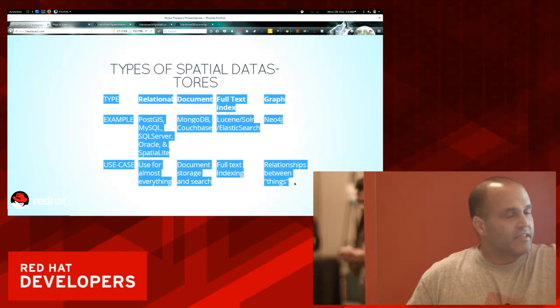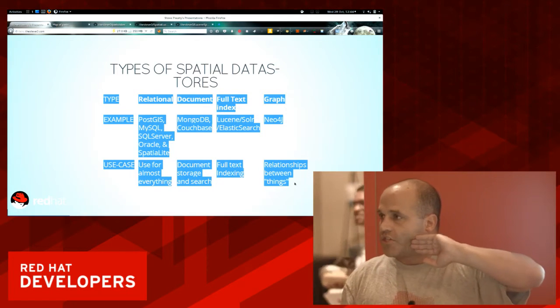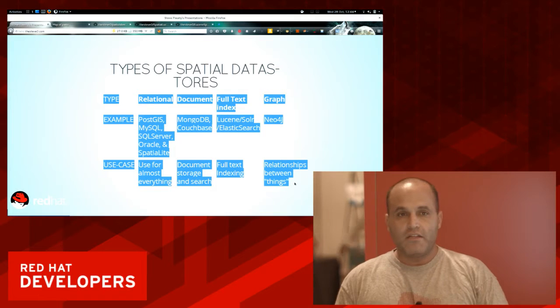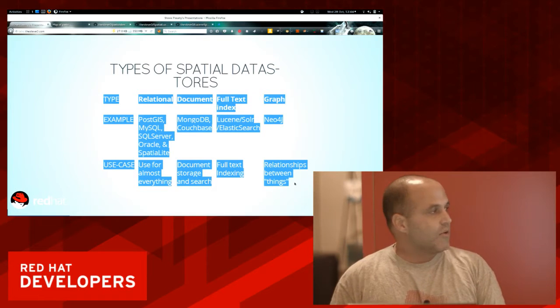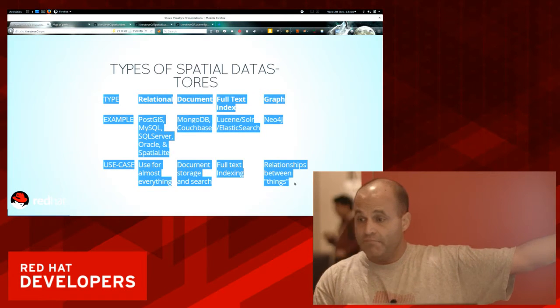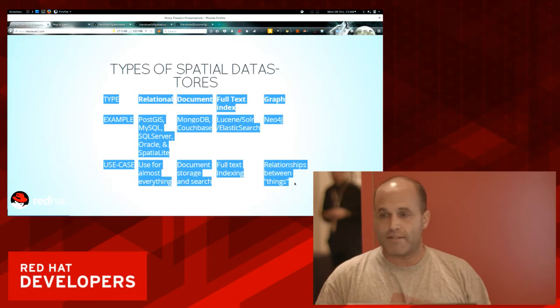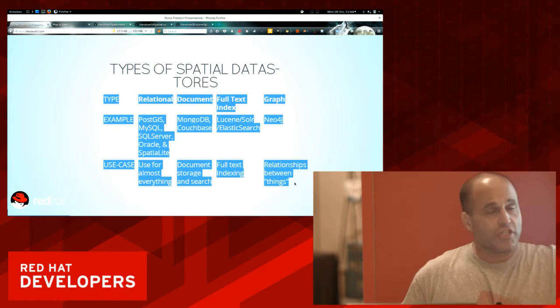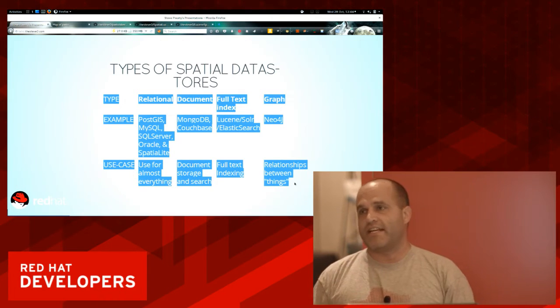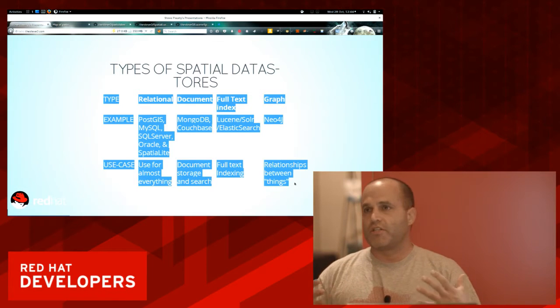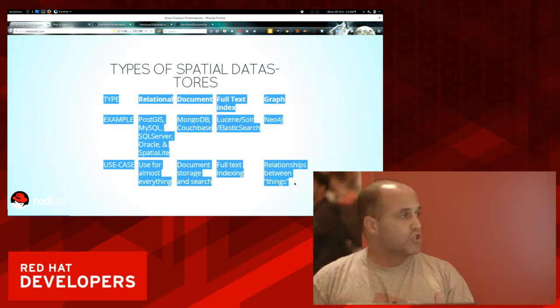Full text indexing, that's Lucene, Solr, and Elasticsearch. If you were here earlier today, there was a talk about using Lucene, but I'm going to talk about the spatial parts of it today. This is usually when you really are keying in on full text indexing, so when you have a bunch of documents or something that you want to search on the text.